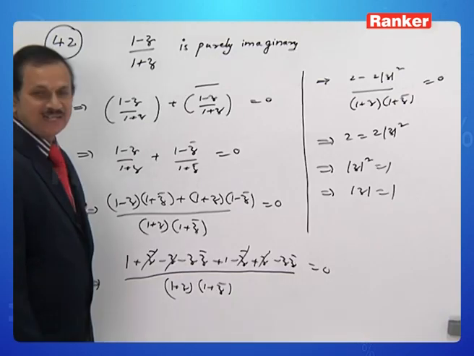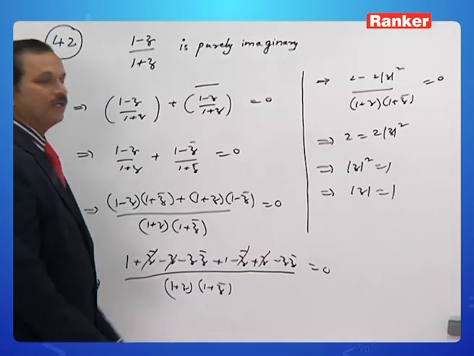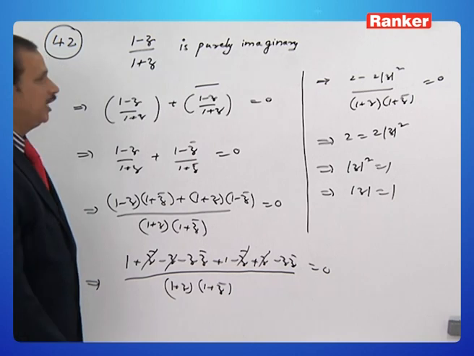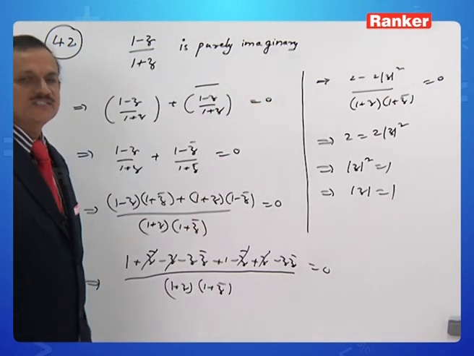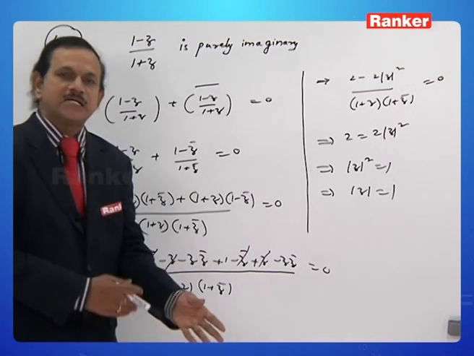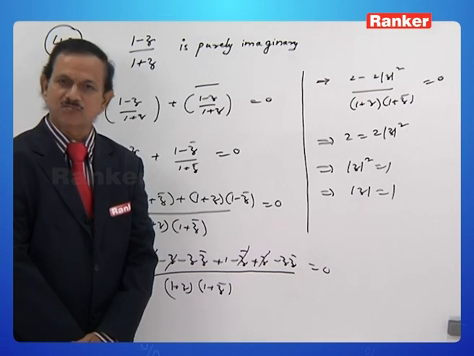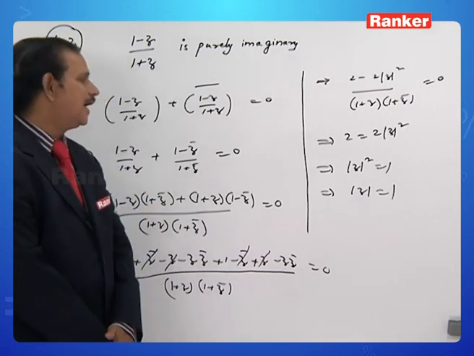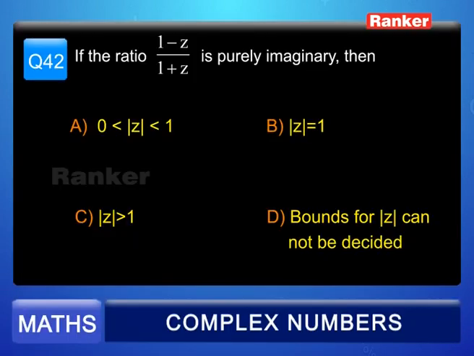The only concept which helped us in solving this question is that if a particular complex number is purely imaginary, then the sum of that complex number and its conjugate should vanish, that is, be 0. We have made use of that concept to get the answer, that is mod z is equal to 1. Option B is the right option.